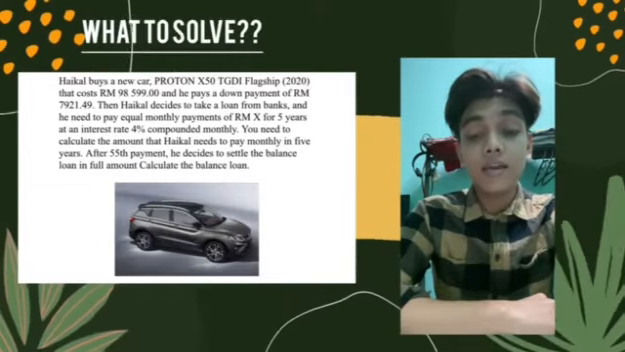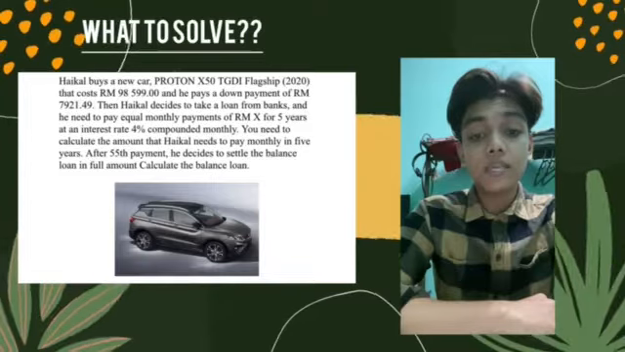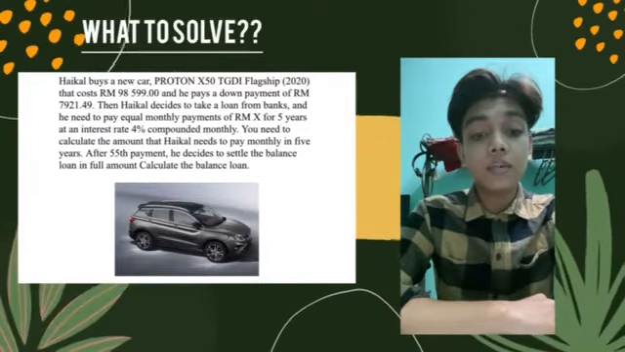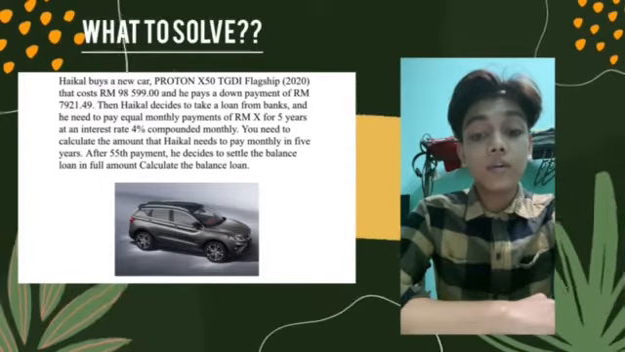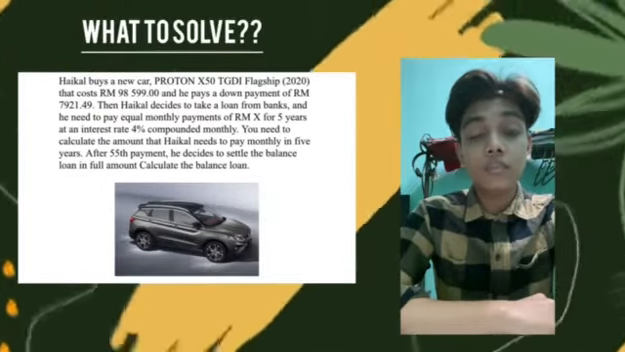Then Haikal decides to take a loan from the bank, and he needs to pay an equal monthly payment of X for 5 years. X needs to be found at an interest rate of 4% compounded monthly. He decides to settle the balance loan in full amount. Calculate the balance loan. I will pass to Adam Zizan to solve this question.